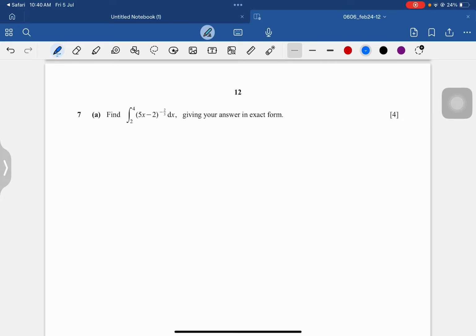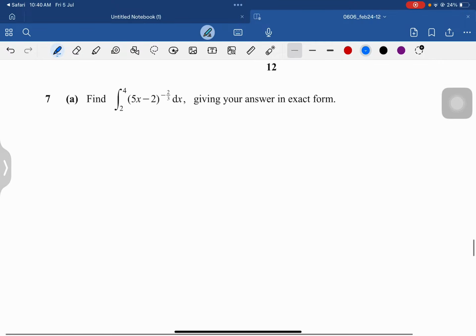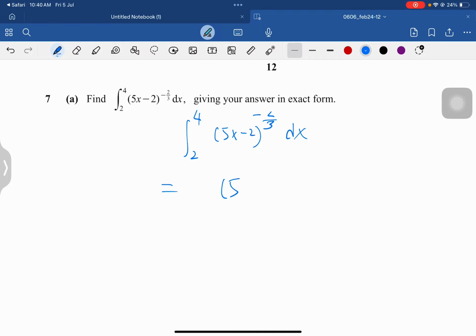Seven A. Give your answer in the exact form. Okay, this is integration. Okay, just copy the question down first. Integral from 2 to 4 of 5x minus 2 to the power of negative 2 over 3 dx. Okay, this is very straightforward. Recopy 5x minus 2 power plus 1, which is 1 over 3, over the power, and differentiate the bracket, which is 5, put underneath.